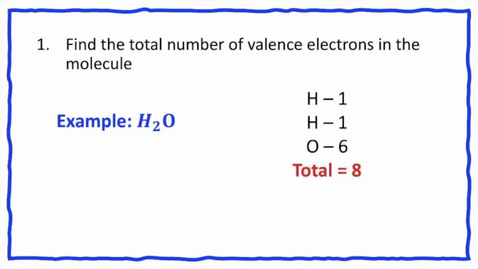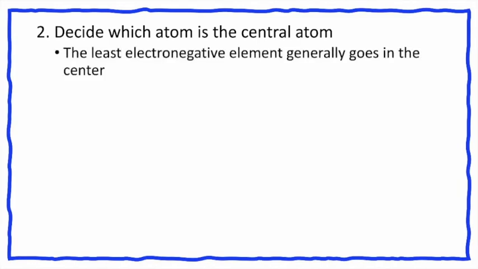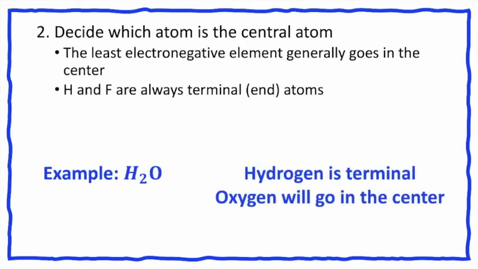The next thing we need to do is to figure out which of the atoms is the central atom. This is usually going to be the least electronegative atom, except when there is a hydrogen or a halogen like fluorine or chlorine or bromine. Hydrogens and halogens tend to be terminal atoms. That means they're on the ends of the molecule. So for water, our oxygen is going to go in the center and hydrogen will go on the ends because it's always a terminal atom.